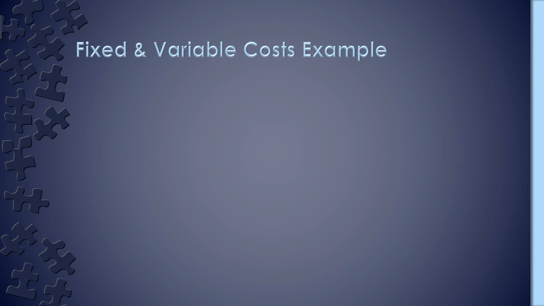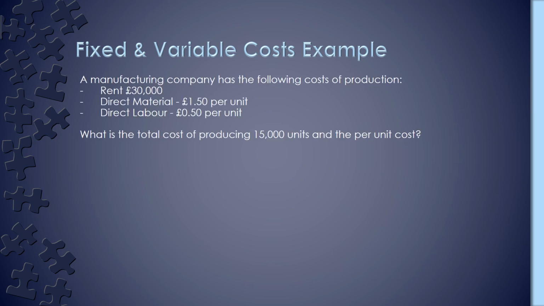Okay, so let's have a look at an example for fixed and variable costs. The question here is: a manufacturing company has the following costs of production. Rent £30,000, direct material is £1.50 per unit, and the direct labour is 50p per unit. What's the total cost of producing 15,000 units and the per unit cost? So the question is asking us for what the total cost is and what each unit will cost.